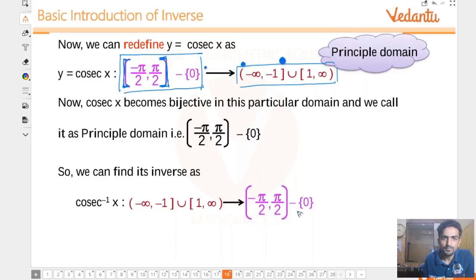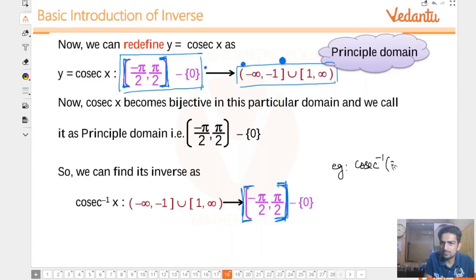Okay. For this domain and codomain, my cosecant is bijective, and hence cosecant inverse will be minus infinity to minus 1 union 1 to infinity. Without taking the graph, I'm just explaining how to find the value here.